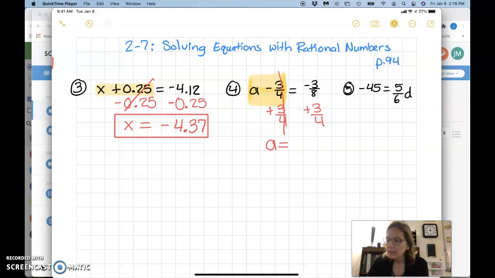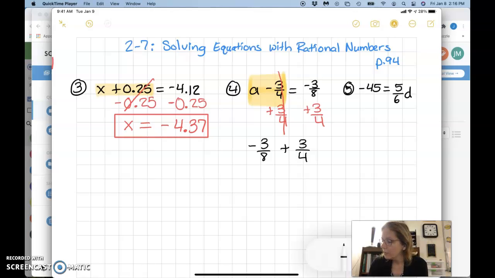But on this side, now I have two fractions that I need to add or subtract together, but they don't have the same denominator. So the first thing I'm going to do is get them to have the same denominator. So I'm going to write these next to each other because it's easier for me to work with them when they're next to each other. So the least common denominator with 3/8 and 3/4 is going to be 8.